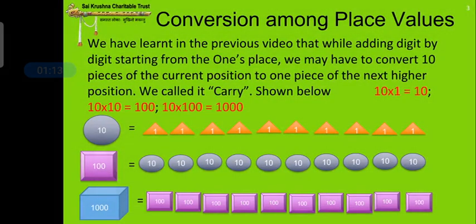Conversion among place values. We learnt in the previous video that while adding digit by digit starting from the ones place, we may have to convert 10 pieces of the current position to one piece of the next higher position. We called it carry. We have already studied this.